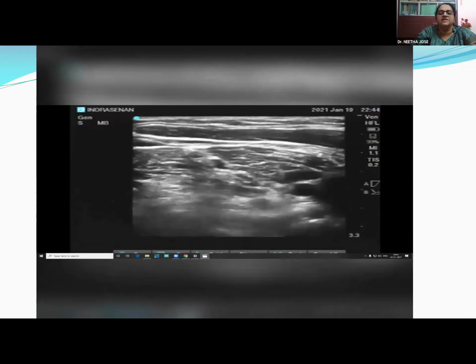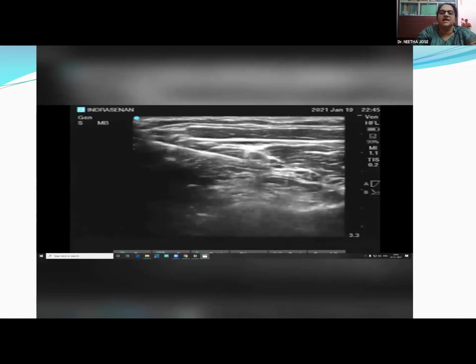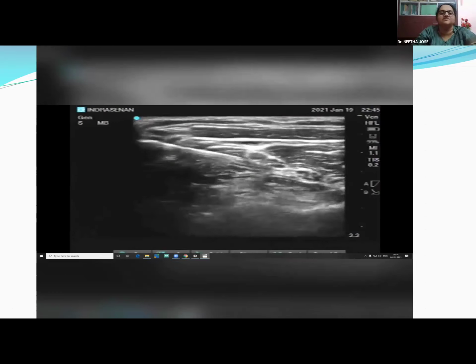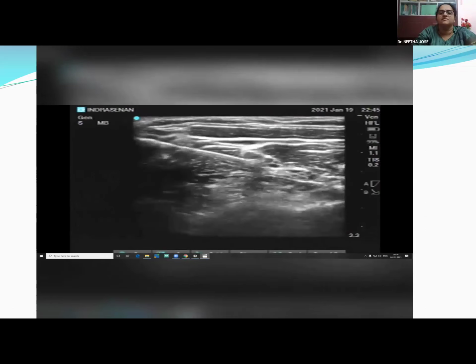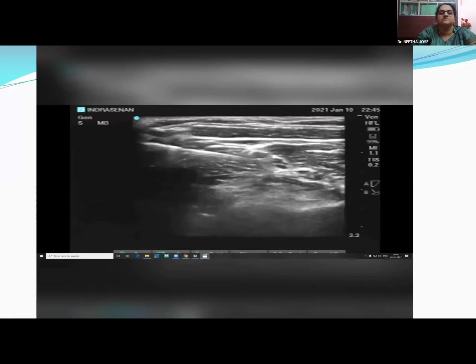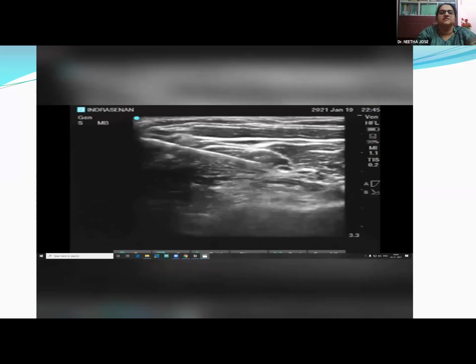It is recommended to use color Doppler to identify the vascular structures and avoid them. The needle is then inserted in plane. Here you can see the needle in plane towards the brachial plexus from lateral to medial direction. Here you can see the whole length of the needle. Then the drug is injected, and you can see the spread of the drug here.